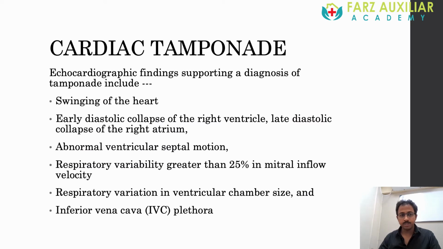Now, what are the features in echocardiography which will make us suspect the patient is having cardiac tamponade? There will be swinging of the heart within the fluid. There will be early diastolic collapse of the right ventricle and late diastolic collapse of the right atrium. Abnormal ventricular septal motion will be there, and respiratory variability of the mitral inflow will be more than 25%, and the respiratory variation in the ventricular chamber size will be there, and the most important thing, the IVC will be full.